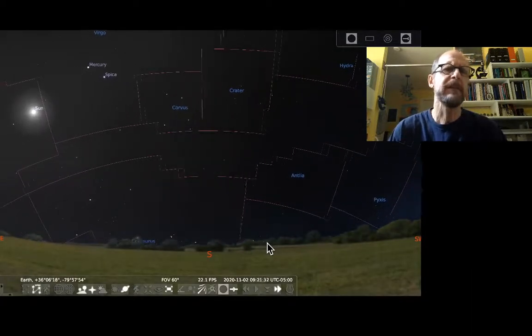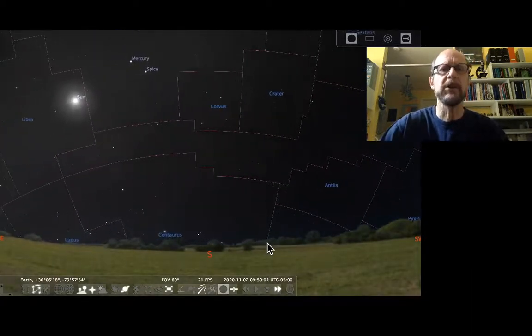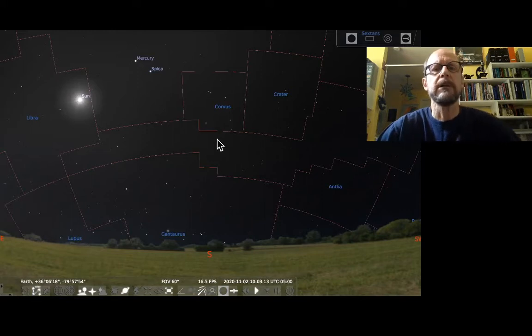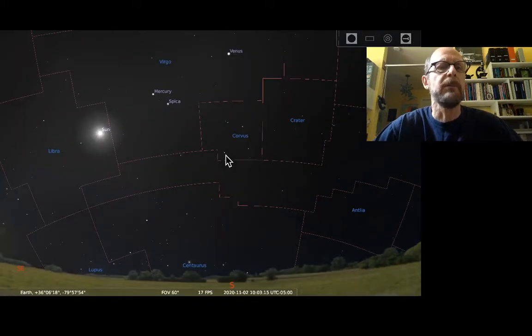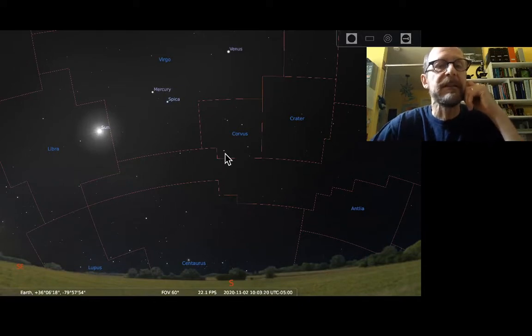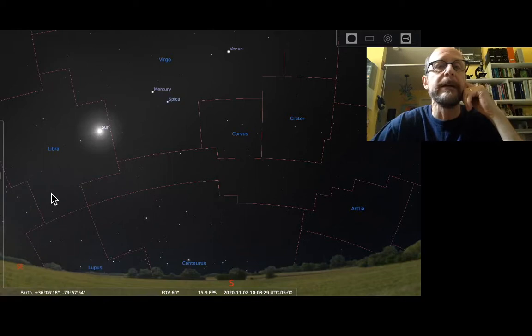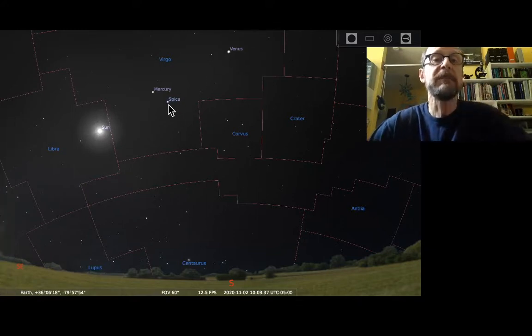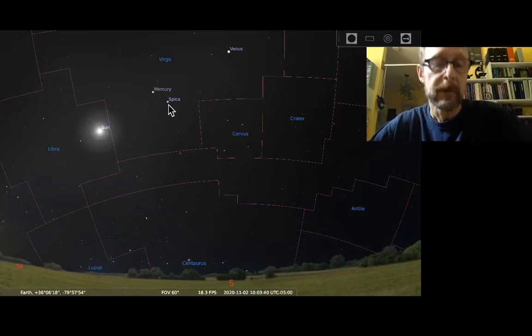And the purpose of this is that we can say, for instance, I'm going to go ahead and stop time here, and I'm going to scroll up a little bit, and we can say, for instance, that the sun is in the constellation of Libra because it is within this dividing line. Mercury is in the constellation of Virgo, as is Venus. And now the star named Spica is also in Virgo.